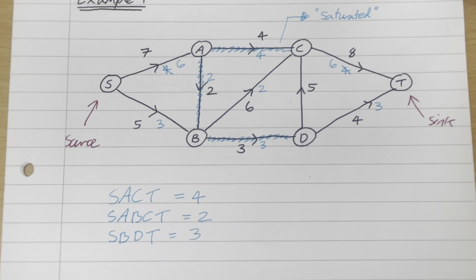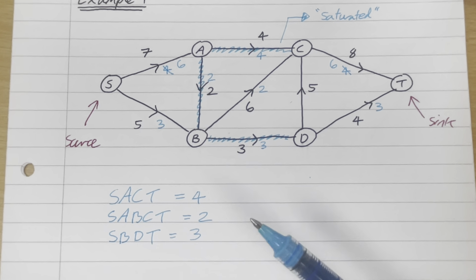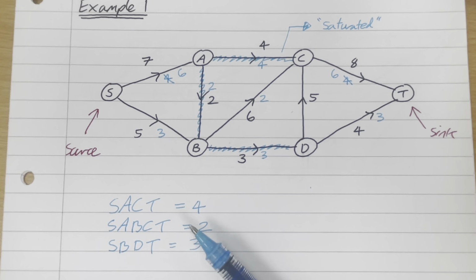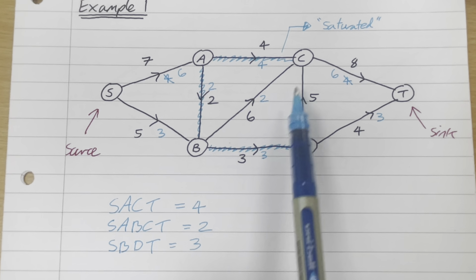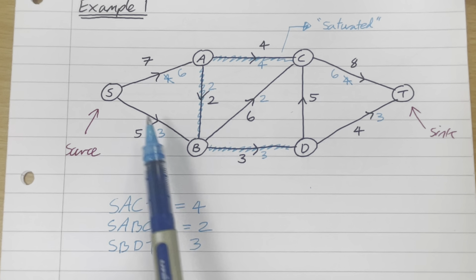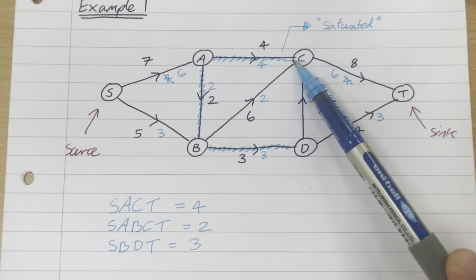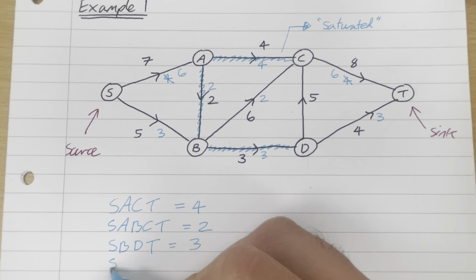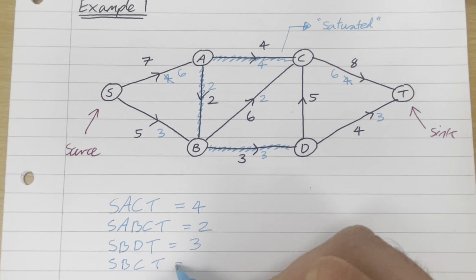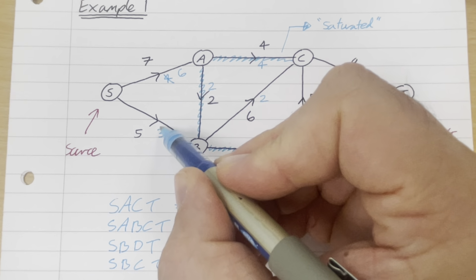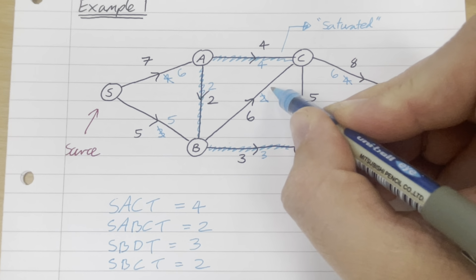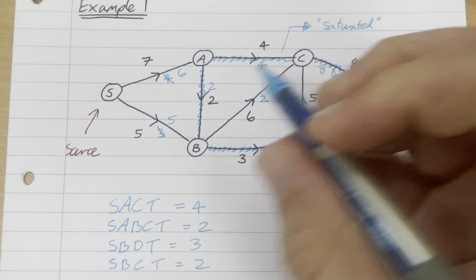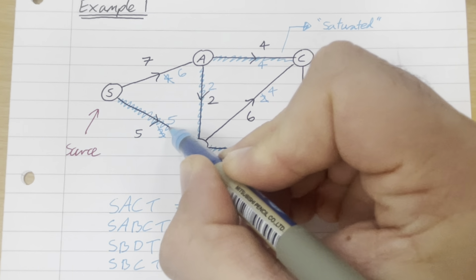And is there any other flow I can add to this network? Yes, there is. Can you spot it? I could take the route S to B to C to T, and that's another route. That's got 2 units of space, that's got 4 units of space, and that's got 2 units of space. So the smallest of those is 2. So if I take the route S, B, C, T, that can give me another 2 units of space. That's going to go up to 5. That's going to go up to 4. That's going to go up to 8. That means this pipe is now saturated, and this pipe is now saturated.